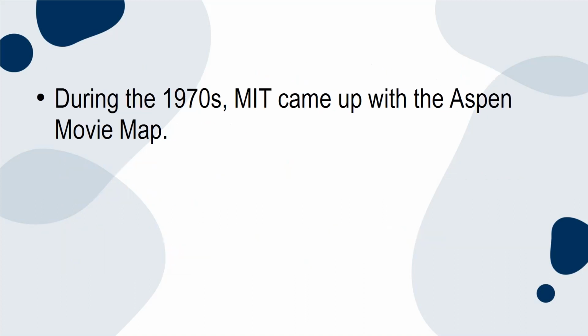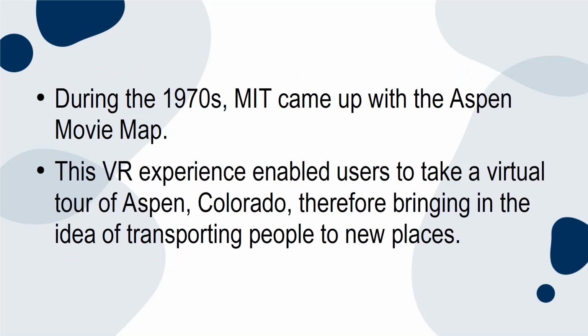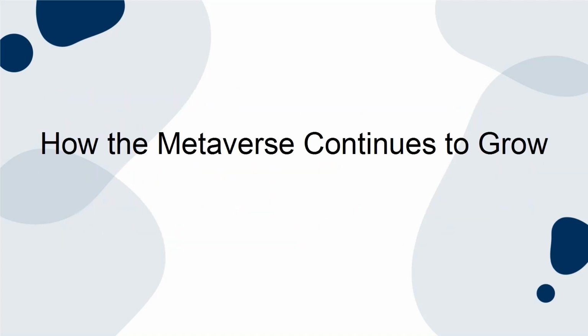During the 1970s, MIT came up with the Aspen Movie Map. This VR experience enabled users to take a virtual tour of Aspen, Colorado, therefore bringing in the idea of transporting people to new places. How the Metaverse continues to grow.